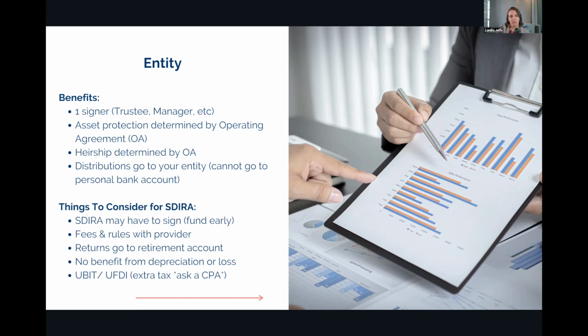Now, keep in mind that you actually don't get much benefit from depreciation or loss if you're investing with a self-directed IRA, which is a huge benefit for those investing as an individual or jointly with a spouse. But then also there could be an extra tax called UBIT, the unrelated business income tax, or the unrelated debt-financed income tax. So ask a CPA about this. You want to make sure that you fully understand the tax considerations in a self-directed IRA.